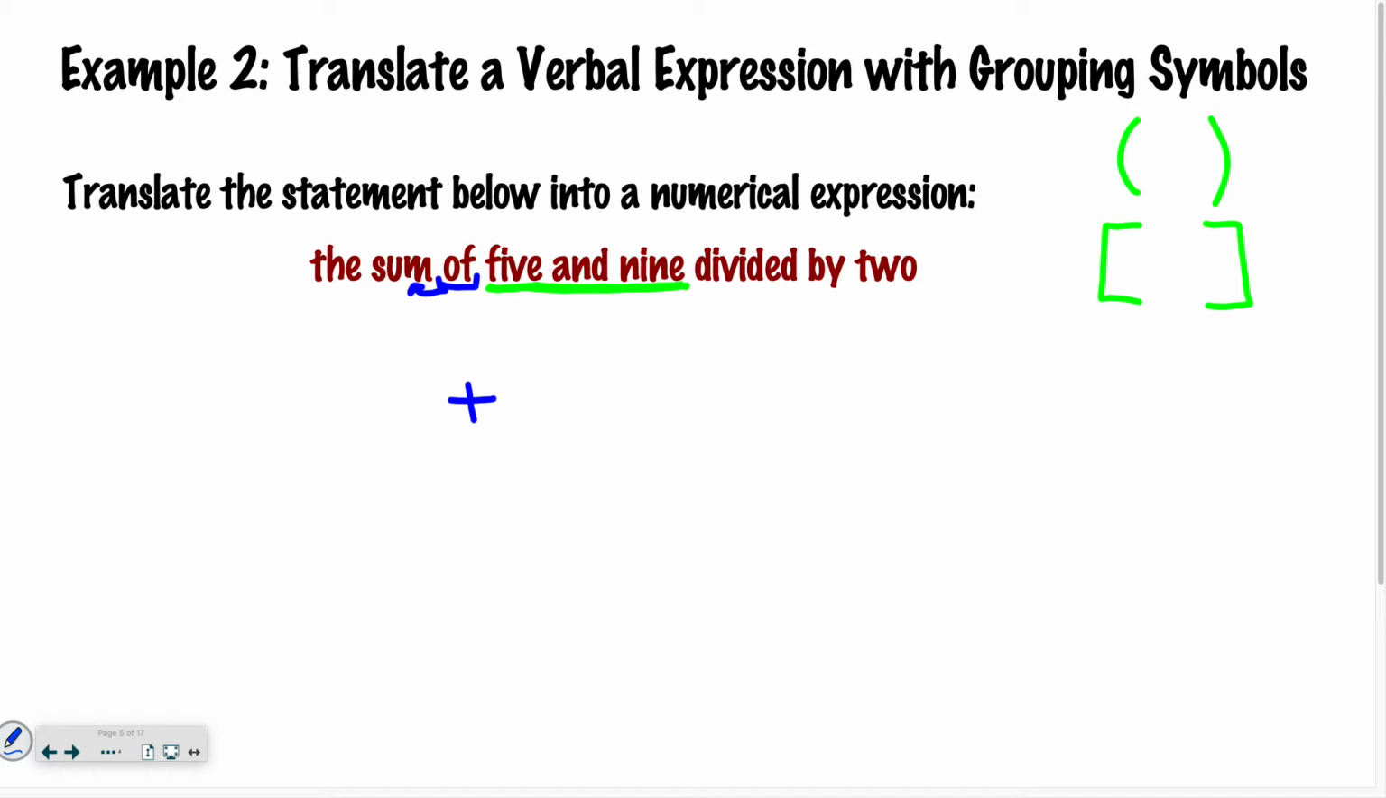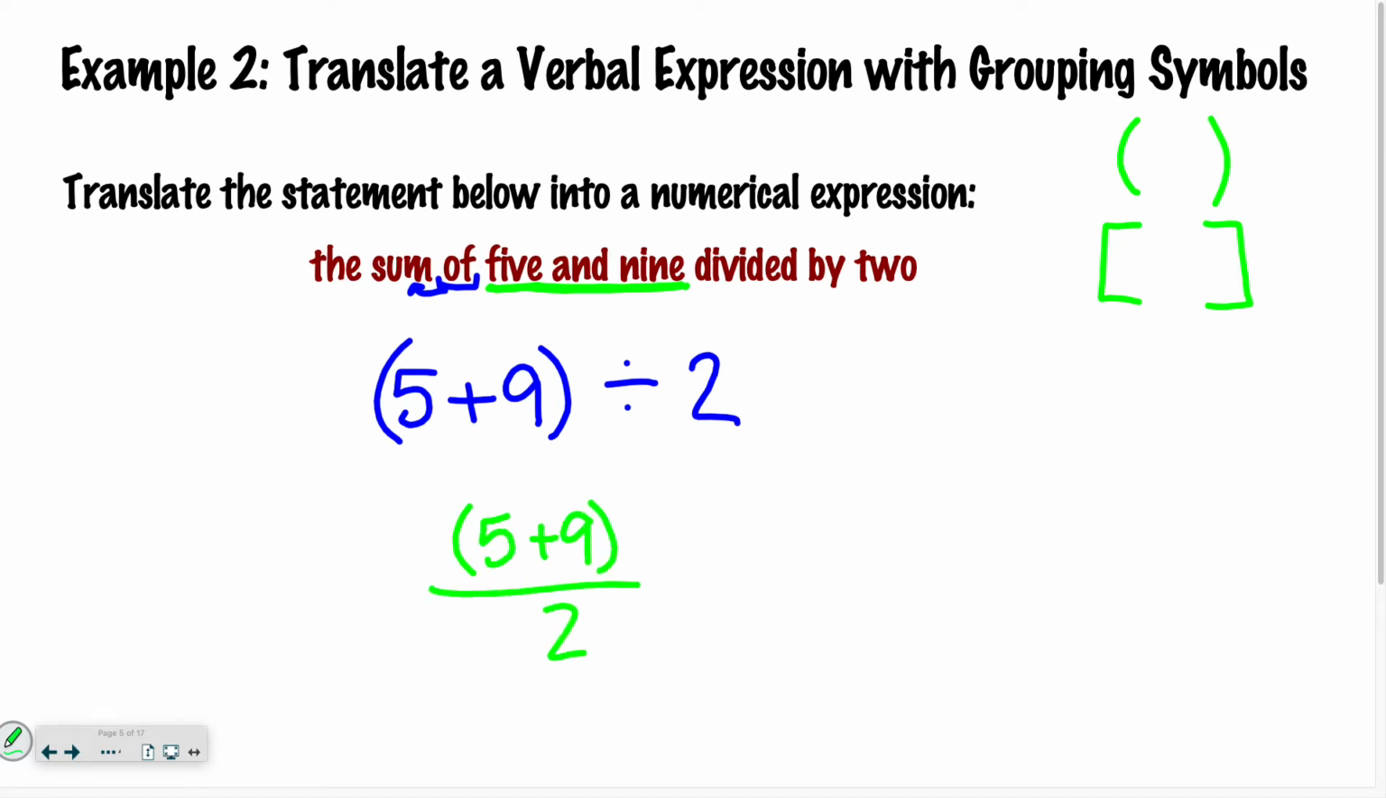And is a joining word, so that tells me that 5 and 9 are grouped together, and they're going to go with the sum of. So it would be the sum of 5 and 9 like that, and then divided by 2. So I'm going to use a grouping symbol, and then I'm going to say divided by 2. Another way to write this, I could also do the sum of 5 and 9, and you can write it as a fraction because that's another way to write division. Both of those answers are correct. It's personal preference, okay?